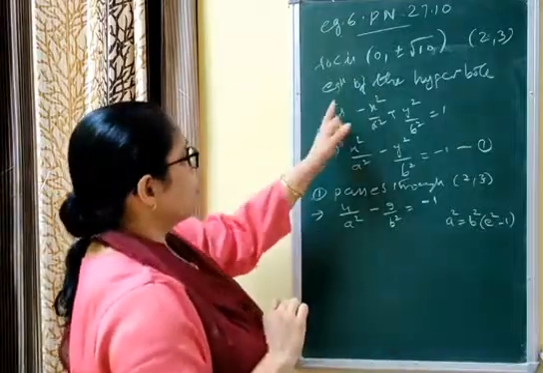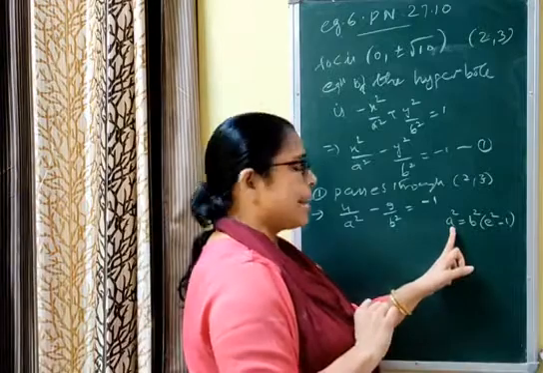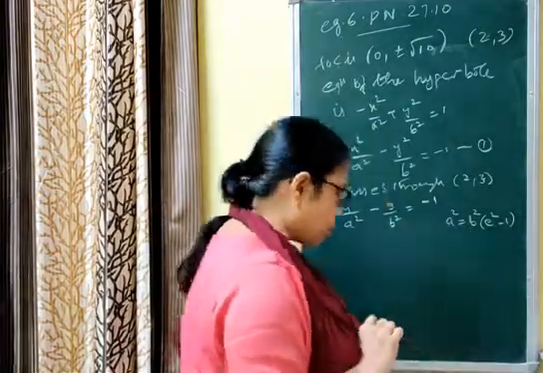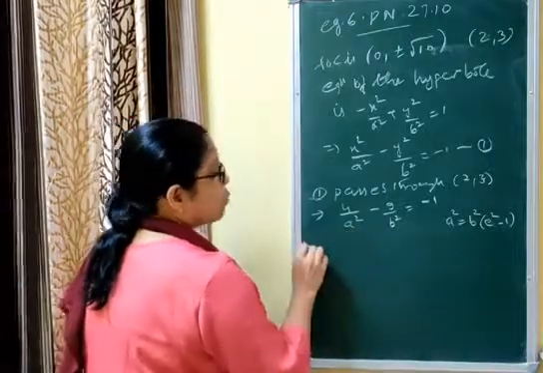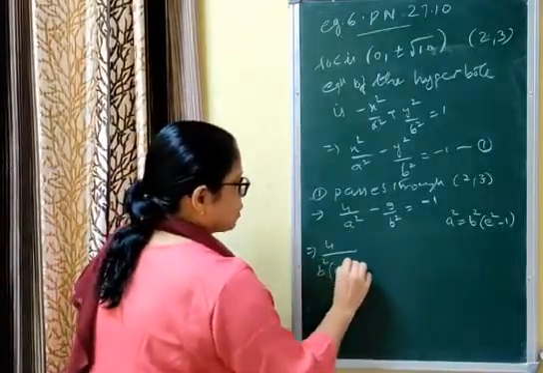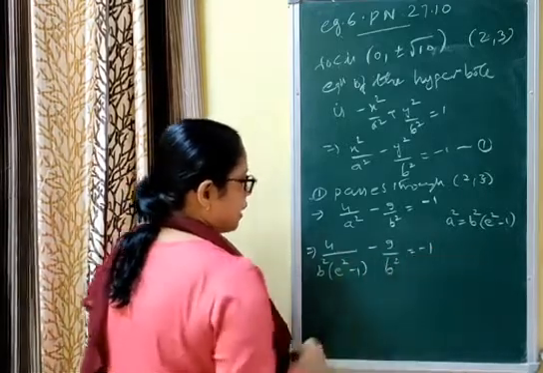Here the transverse axis is the y-axis, so the relationship between a square, b square and e square is a square equal to b square into e square minus 1. So that you can replace a square by that formula. That implies 4 by b square into e square minus 1, minus 9 by b square is equal to minus 1.